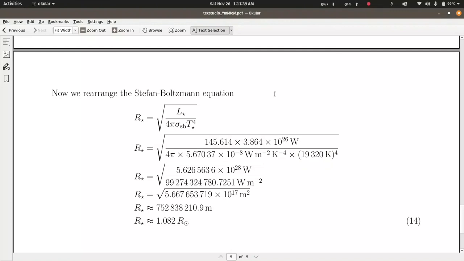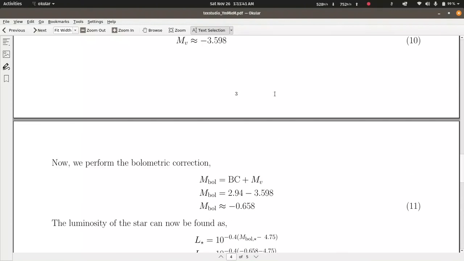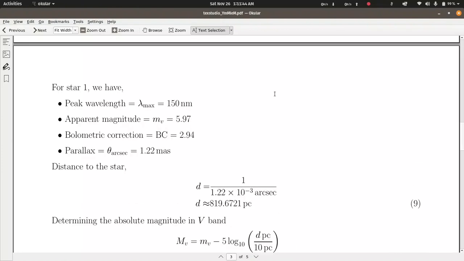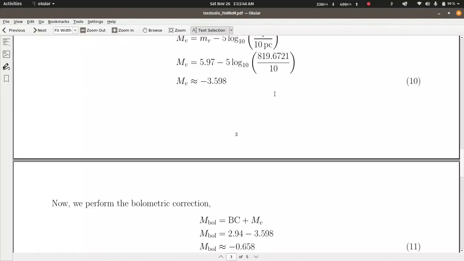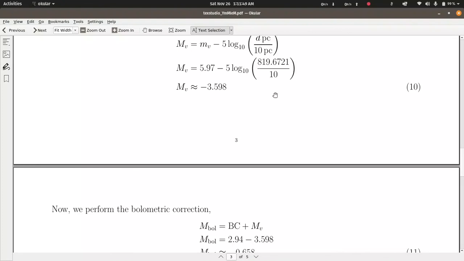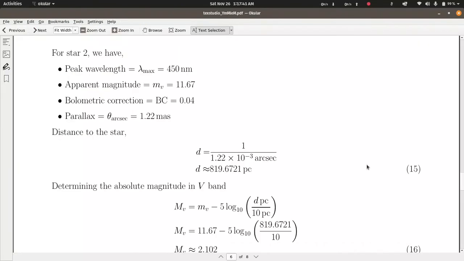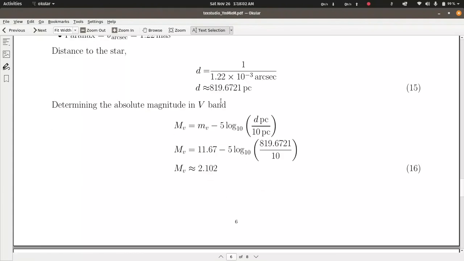We can do this whole procedure for the second star as well, and then we'll get the values for the luminosity, radius and temperature for star 2 as well. Okay, so now we have done that for star 2 as well. For star 2 we had 450 nanometers of lambda max, 11.67 as the apparent V band magnitude, the bolometric correction was 0.04, and the parallax was obviously 1.22 milliarcseconds. So the distance remains the same, 819 parsecs.